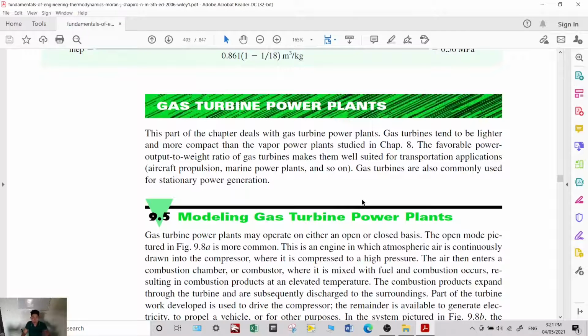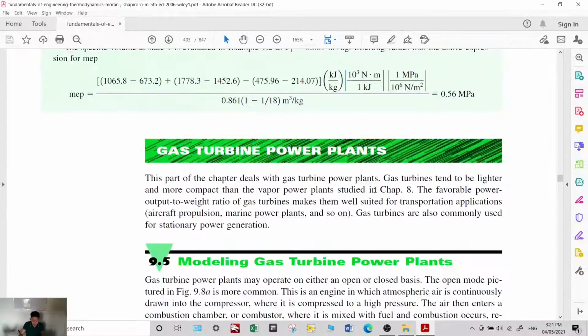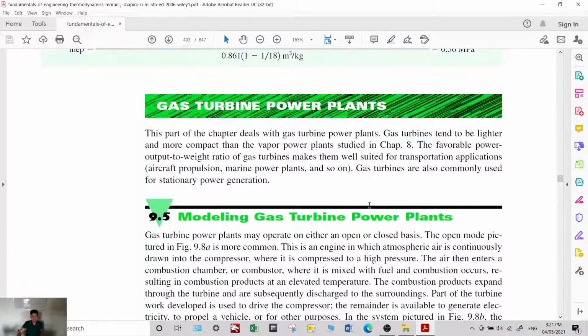Okay, good afternoon. So, for today's lecture, we will be studying gas turbine power plants. Gas turbines are lighter and more compact than vapor power plants. The favorable power output to weight ratio of gas turbines makes them suited for transportation applications.